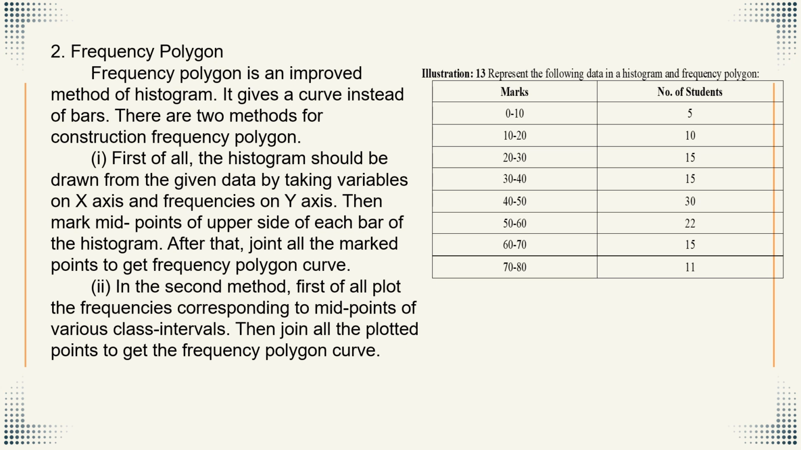After that, join all the marked points to get the frequency polygon curve. In the second method, first of all, plot the frequencies corresponding to midpoints of various class intervals. Then join all the plotted points to get the frequency polygon curve. To explain the first method, illustration 13 has been given, that is, represent the following data in histogram and frequency polygon, that is first method.